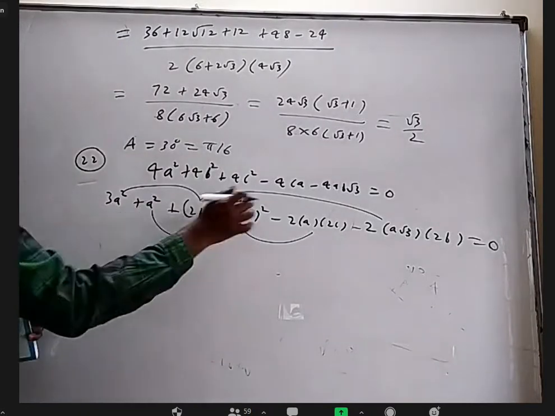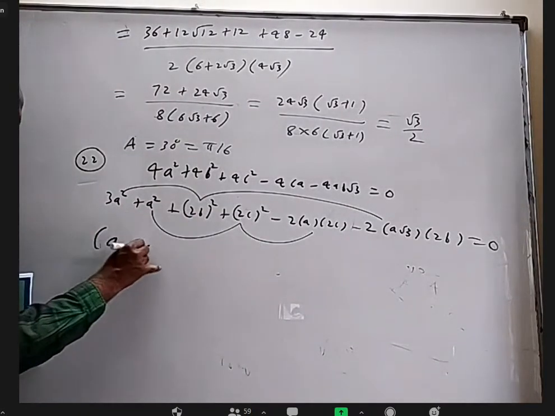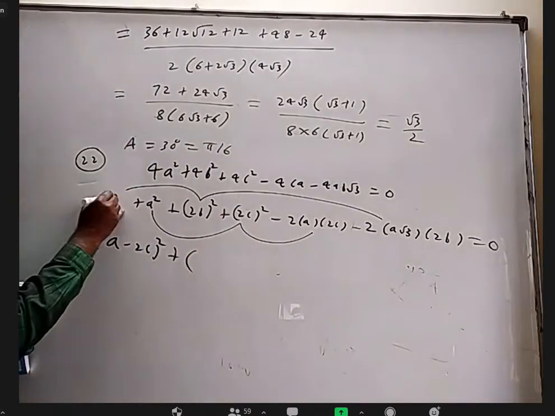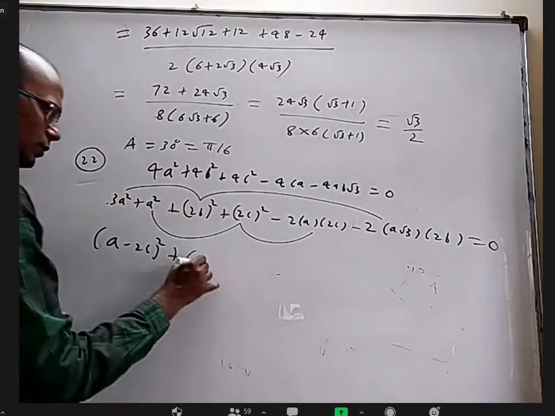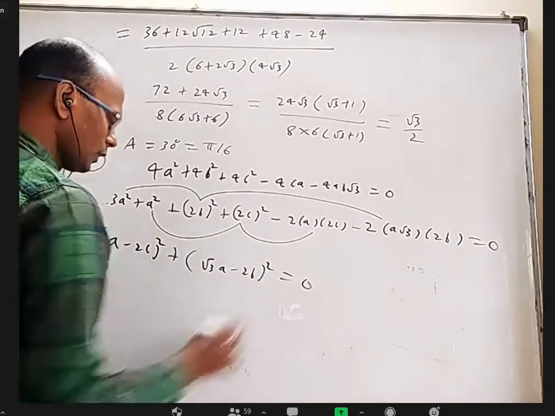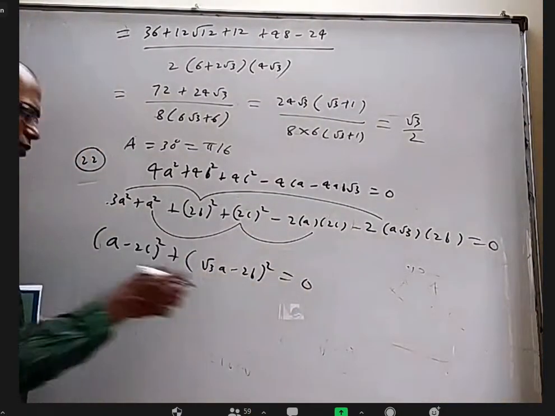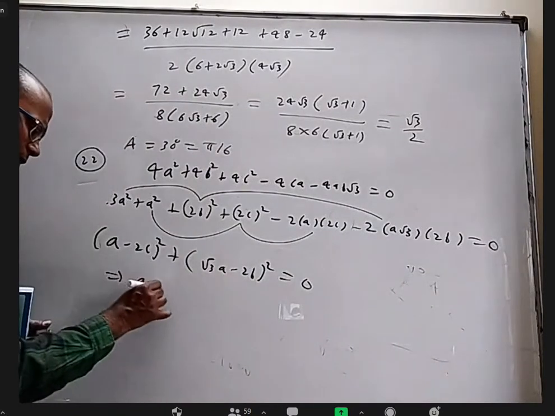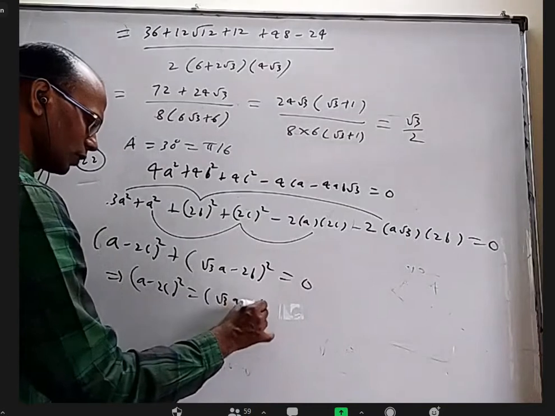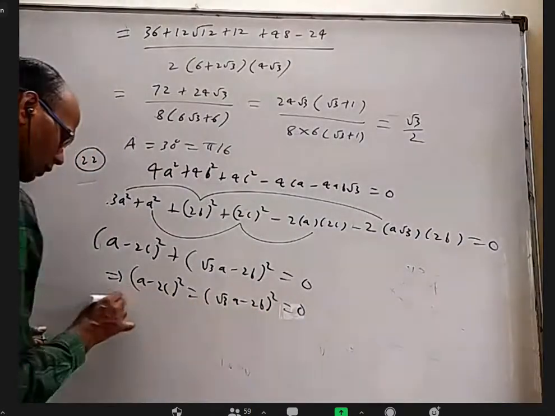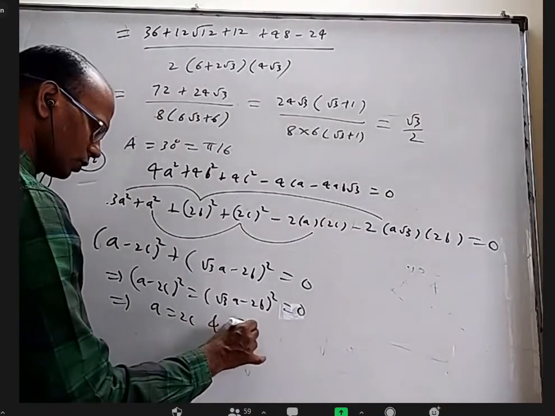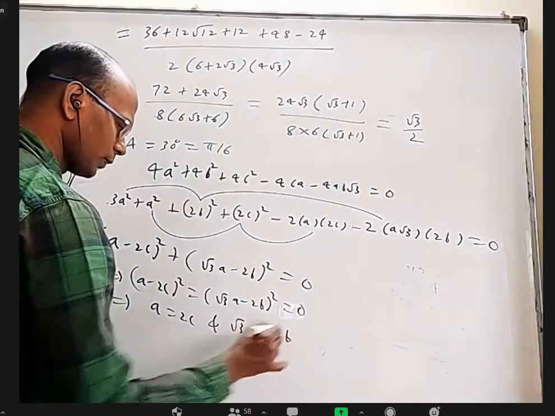When you take this together, it will be a minus 2c whole square. This actually is 3a square. It's okay, let it be root 3a minus 2b whole square equal to 0. Something square plus something square is 0, means this is 0, this is 0. So this implies a minus 2c whole square equal to root 3a minus 2b whole square equal to 0. That means a equal to 2c and root 3a equal to 2b.